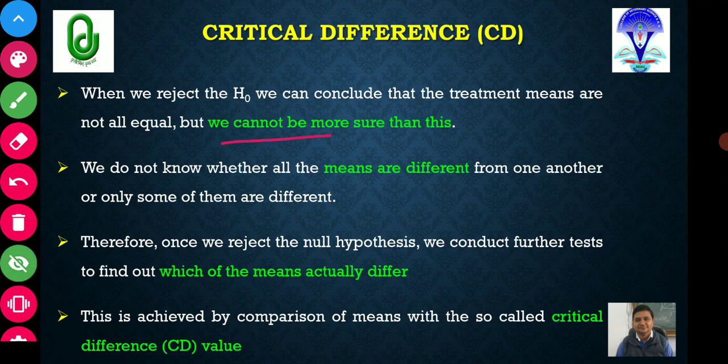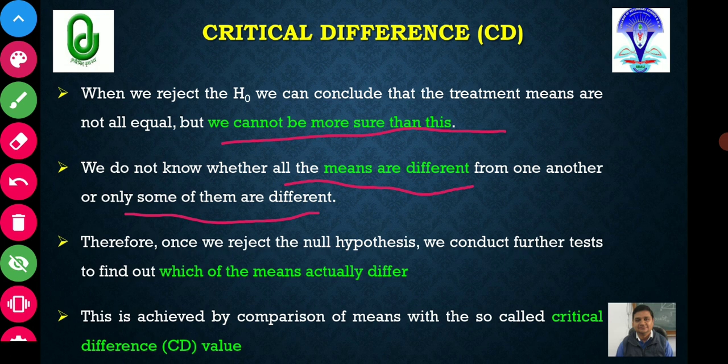But we cannot be more sure than this. We are sure that the means are different, but we are not sure which two. We do not know whether all the means are different from one another, or only some of them are different. There is a difference, but which two? Whether all are different from each other, or only two, or which pair is different? That was not concluded with simple ANOVA or simple CRD, completely randomized design. If we do not apply CD, that is critical difference, we will not be able to know that.